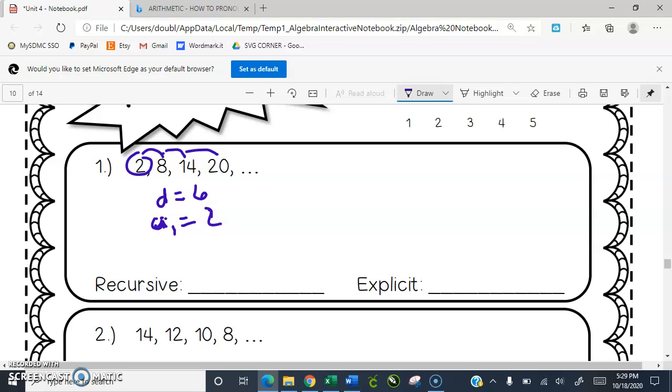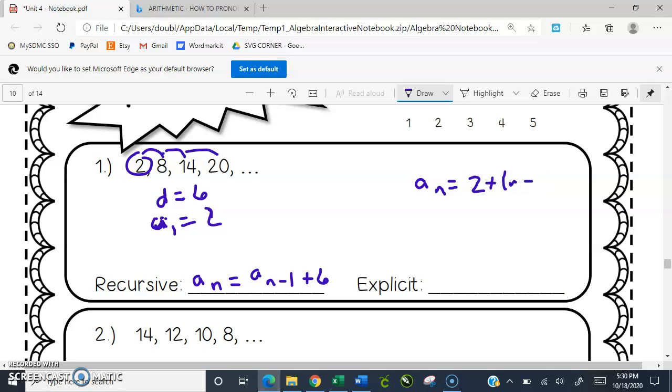So we can write our recursive formula out because we don't know what term we're looking for. So we've got a sub n equals previous term plus 6. All right, now for the explicit formula, we can plug some stuff in. So we have a sub n equals our first term. So we know our first term is 2, plus whatever term we're looking for, or the previous term, n minus 1, times 6. We know it's times 6 because that's our common difference.